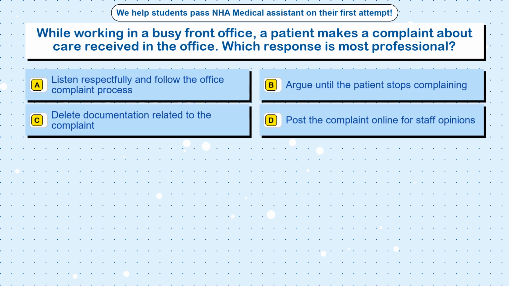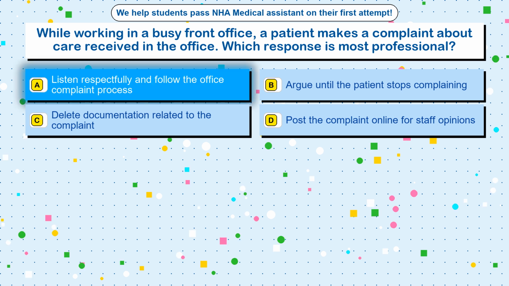Question 85. While working in a busy front office, a patient makes a complaint about care received in the office. Which response is most professional? Option A. Listen respectfully and follow the office complaint process. Option B. Argue until the patient stops complaining. Option C. Delete documentation related to the complaint. Option D. Post the complaint online for staff opinions.